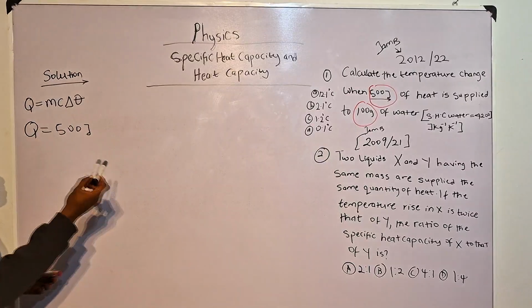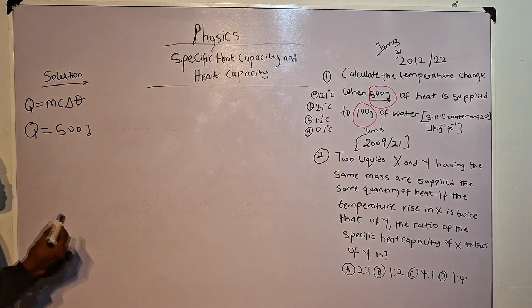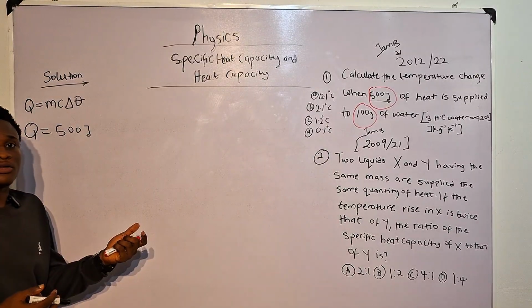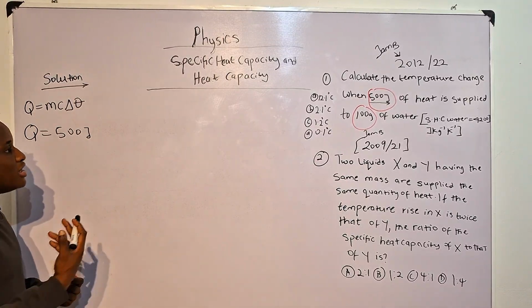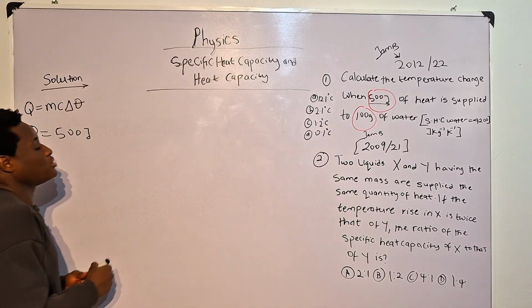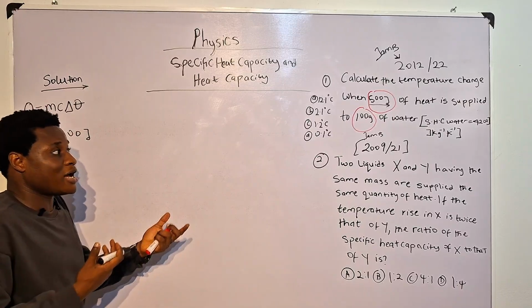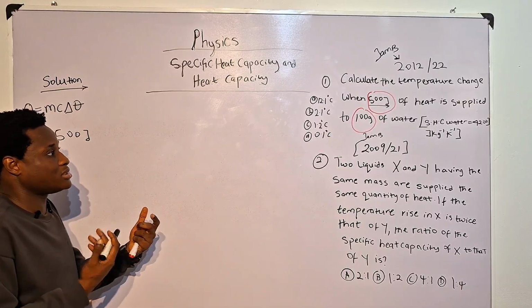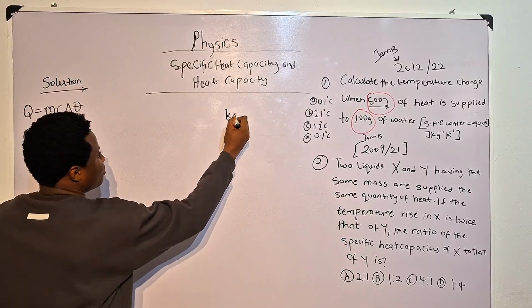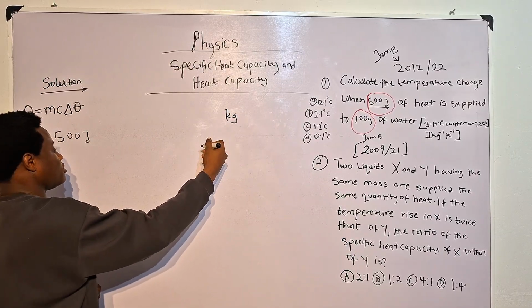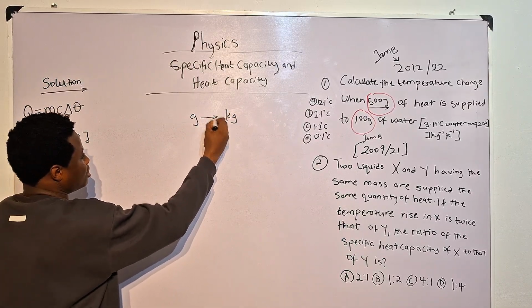Note, whenever they give you mass in gram, always convert to kilogram because gram is not the SI unit of mass. Kilogram is the fundamental unit of mass, the SI unit of mass. So we have to convert gram to kilogram.